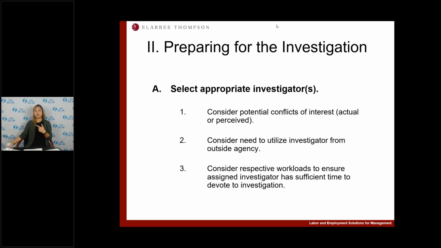And then also respective workloads. Don't choose an investigator who's so underwater that they're not going to be able to conduct a prompt and effective investigation.